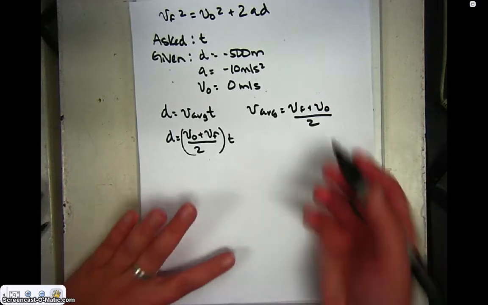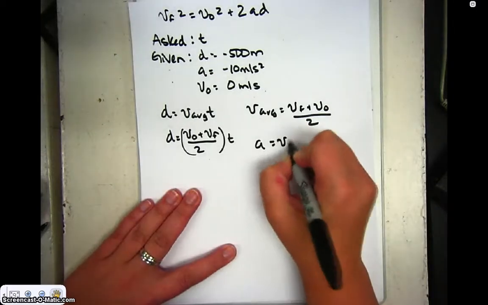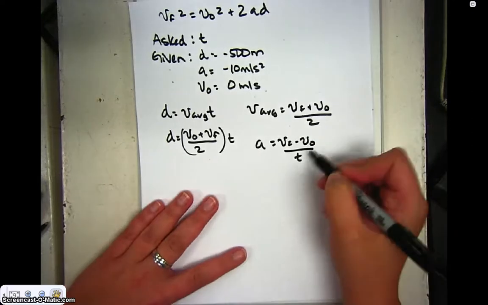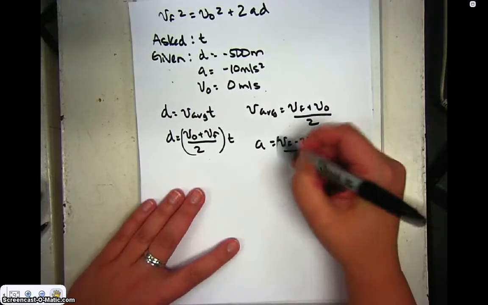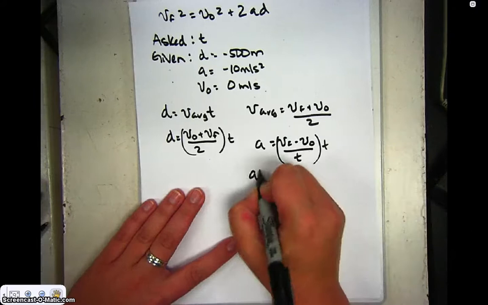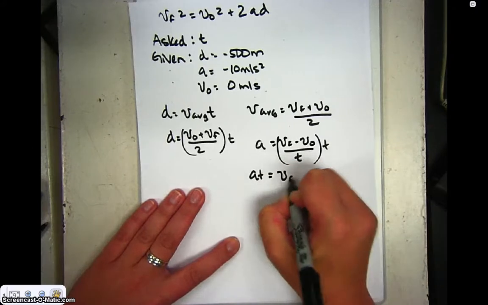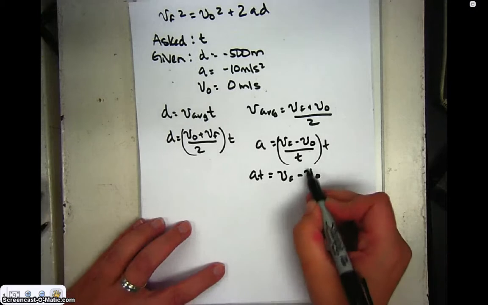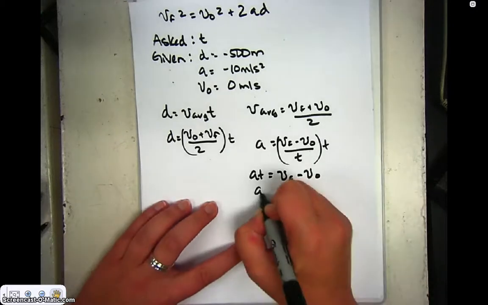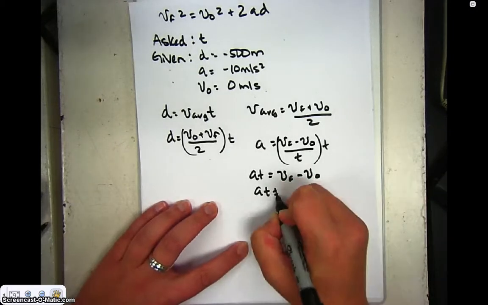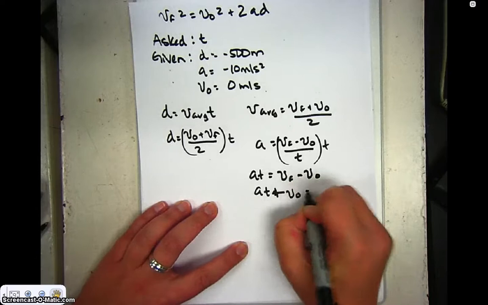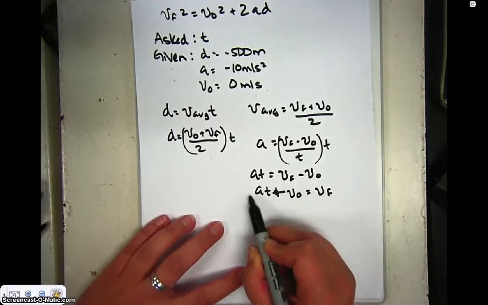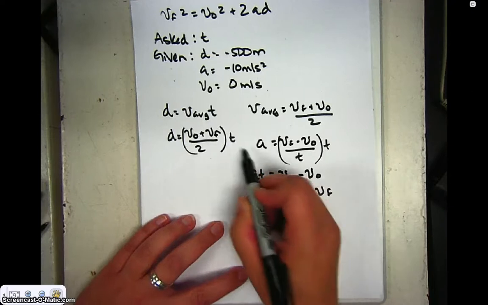Okay? So remember that acceleration is v final minus v initial over t. So if we solve this for v final, I'm going to multiply by t on both sides, and so I get at equals vf minus v initial. And then if I just add that to both sides, I get at plus v initial equals vf. So by rearranging this equation, I can now sub in this for v final.